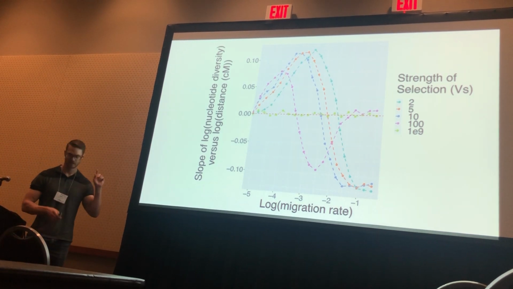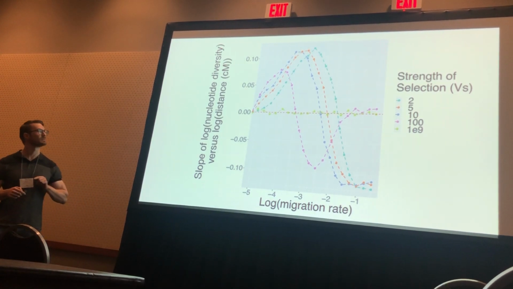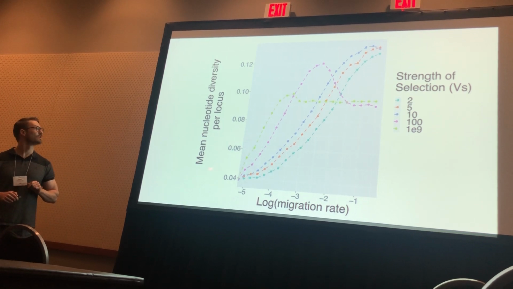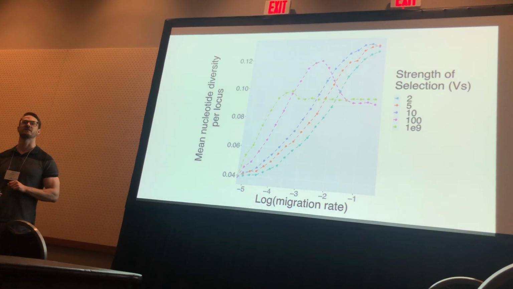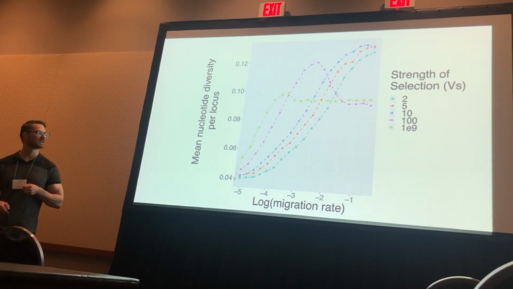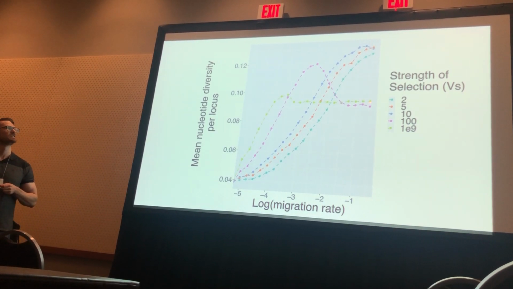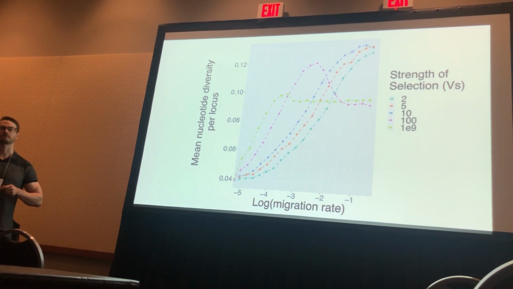All right, I'm going to leave this guy and come back to him in a sec. Here, the y-axis is much easier. It's just the mean per locus nucleotide diversity as we look across the chromosome. Again, migration rate on the x, strength of selection in the color.